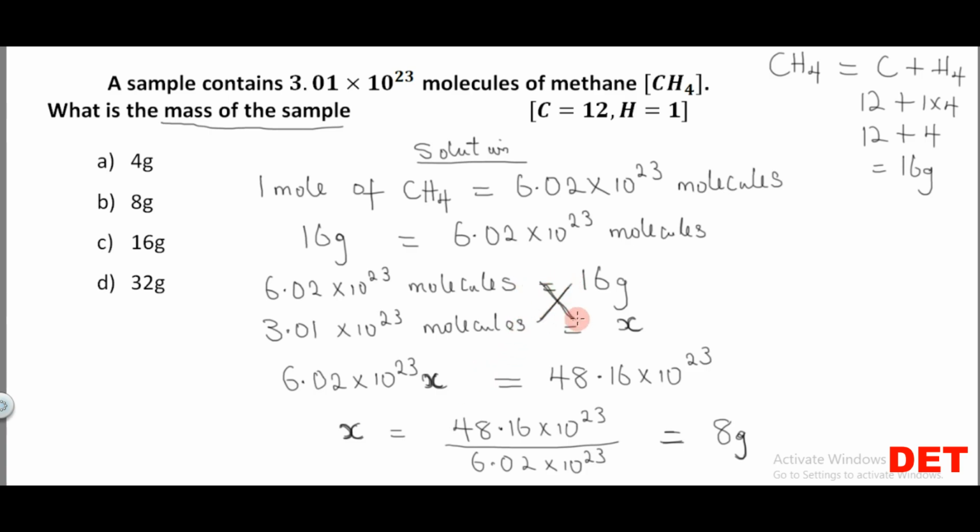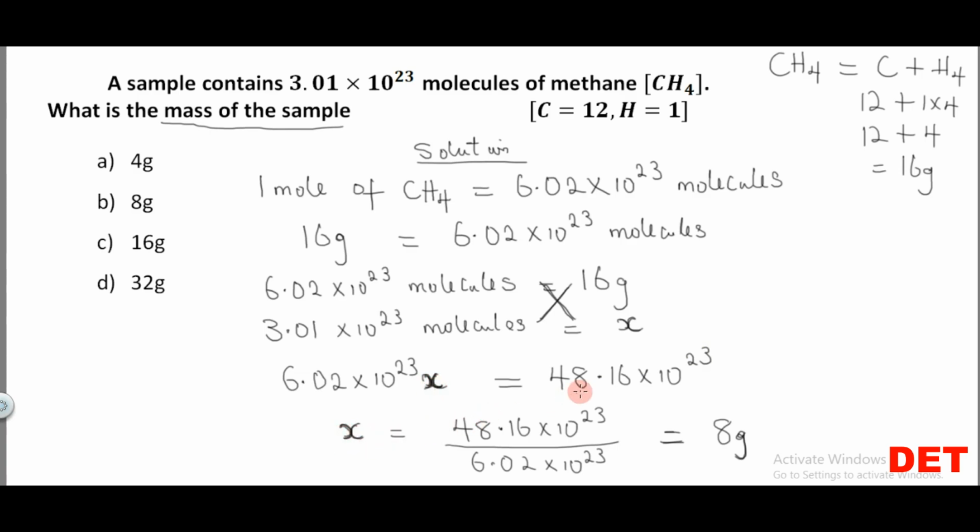When you do a cross multiplication, X times 6.02 times 10 to the power 23 gives you 6.02 times 10 to the power 23 x. Then 16 times 3.01 times 10 to the power 23 will be equal to 48.16 times 10 to the power 23. So you now have 6.02 times 10 to the power 23 x is equal to 48.16 times 10 to the power 23. The next thing you want to do is to divide both sides of the equation by the coefficient of x to make x stand alone.